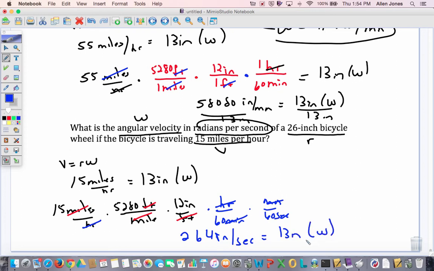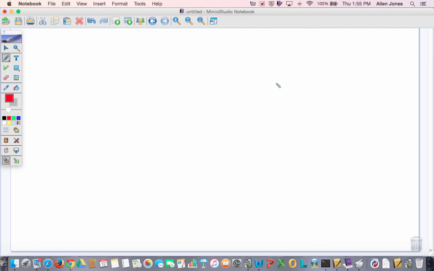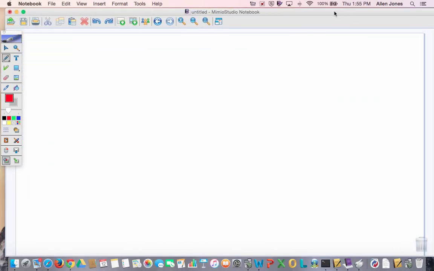If we make that calculation, we wind up with 264 inches per second equals 13 inches times omega. All I have left, since I have the same distance label on both sides, I can divide both sides by 13 inches. The inches label will cancel, and our angular velocity, 264 divided by 13, is about 20.3, and the label on that, because the inches cancel, is radians per second. And there is our look at angular velocity and linear speed.